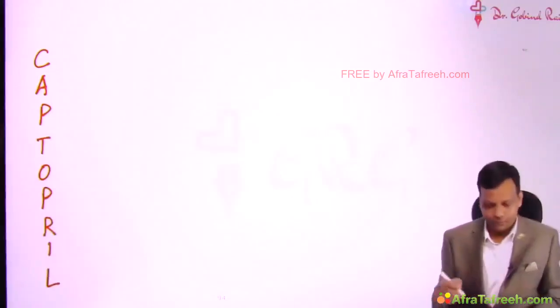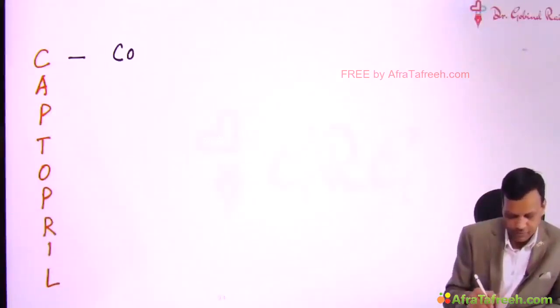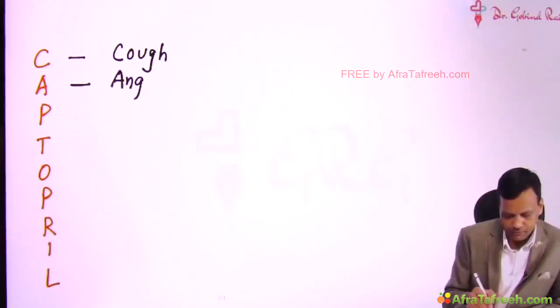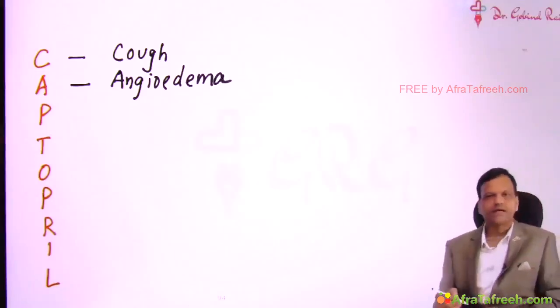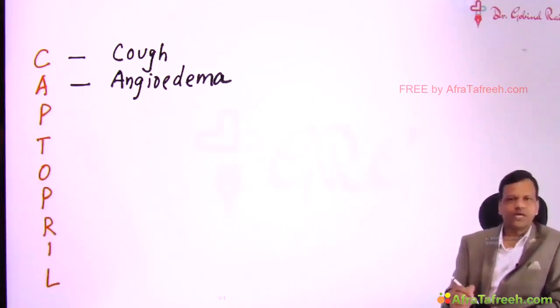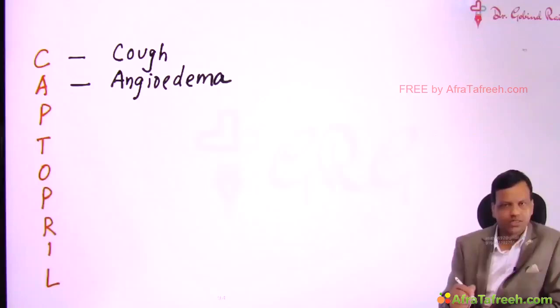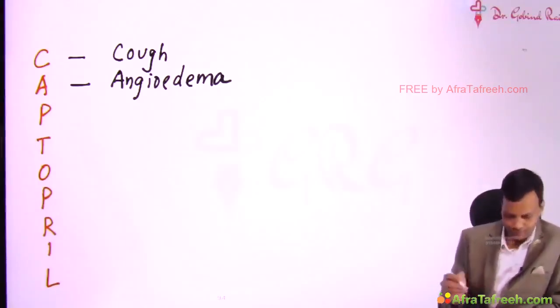Captopril. C for cough, dry cough, and A for angioedema. So ACE inhibitors can result in dry cough and angioedema. This side effect is not caused by angiotensin receptor blockers. These are the main clinical difference between ACE inhibitors and ARBs.